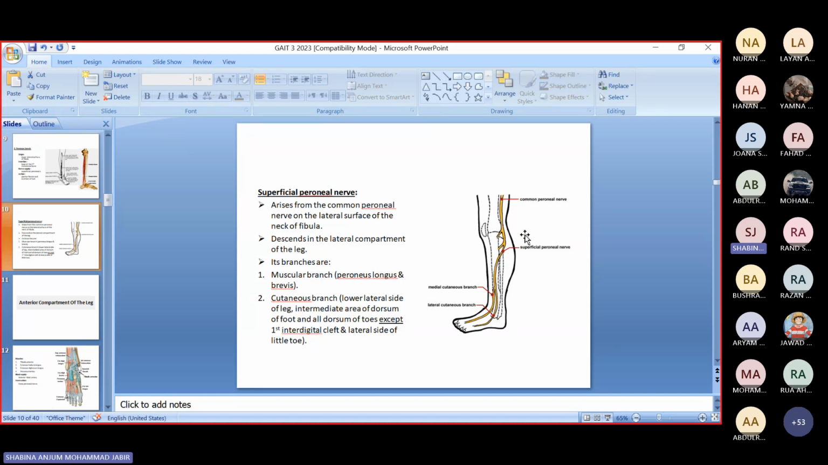So obviously it is going to supply the lateral side of the leg, intermediate area of the dorsum, okay, this one, except the first interdigital cleft. Okay, the first interdigital cleft means the space between the great toe and the second toe. This interdigital cleft is not supplied, otherwise all this area is supplied by the cutaneous branch of the superficial peroneal nerve.